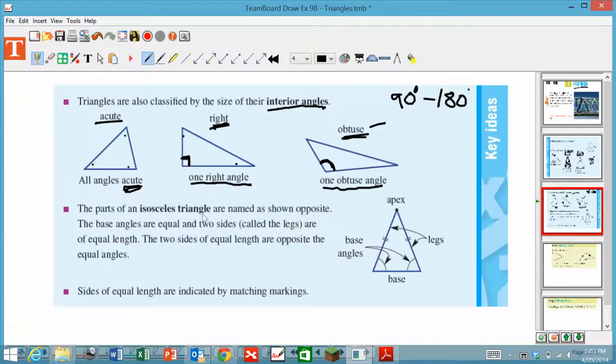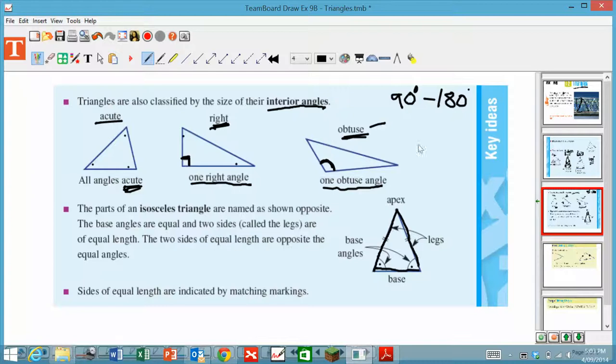The parts of an isosceles triangle are named as shown here. So you've got your apex, you've got your legs here and here. You've got your base, and then you've got your base angles in there.